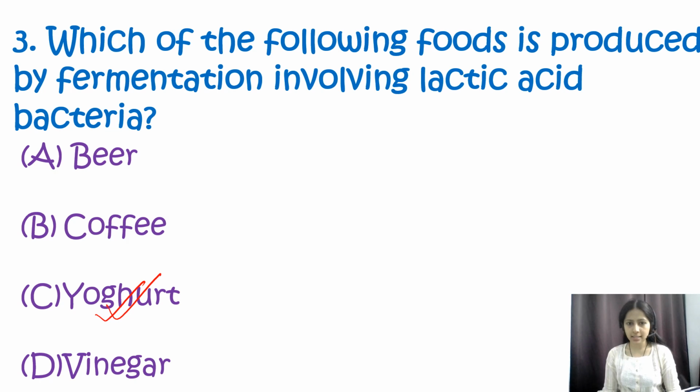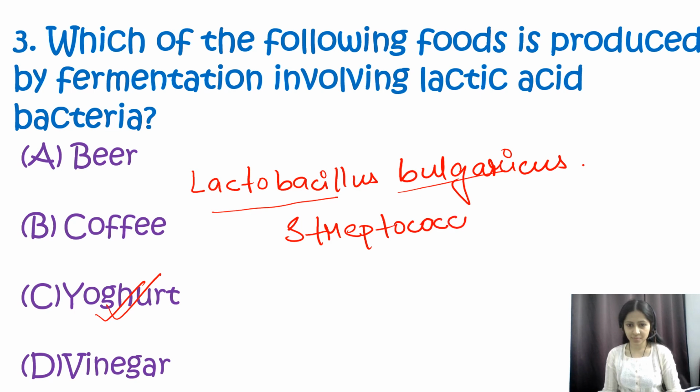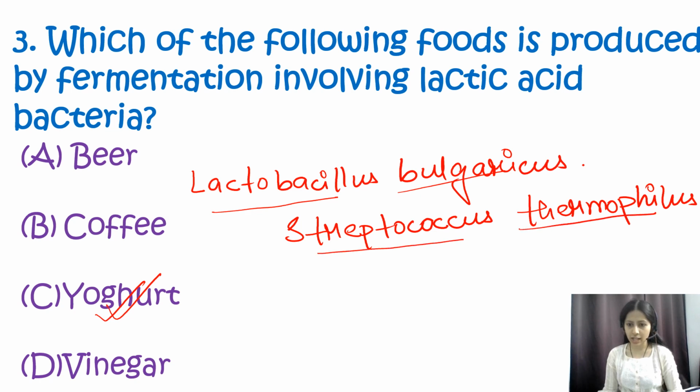These are Lactobacillus bulgaricus, I'll write over here, Lactobacillus bulgaricus and Streptococcus thermophilus. Okay, these are the two bacteria which help in the process of fermentation of yogurt. So over here my correct option is C, that is yogurt.